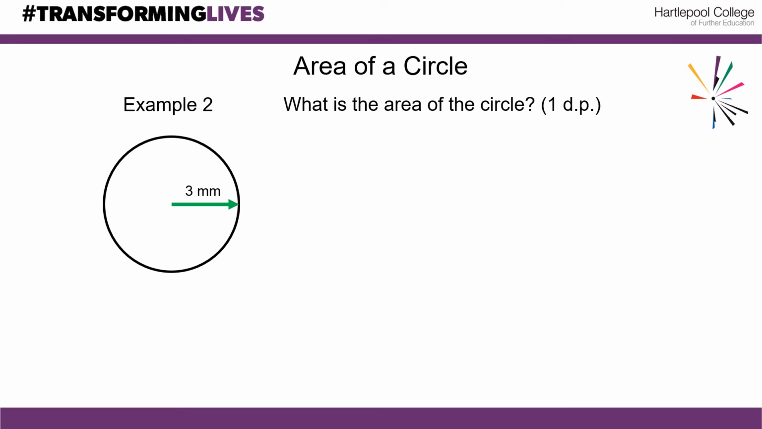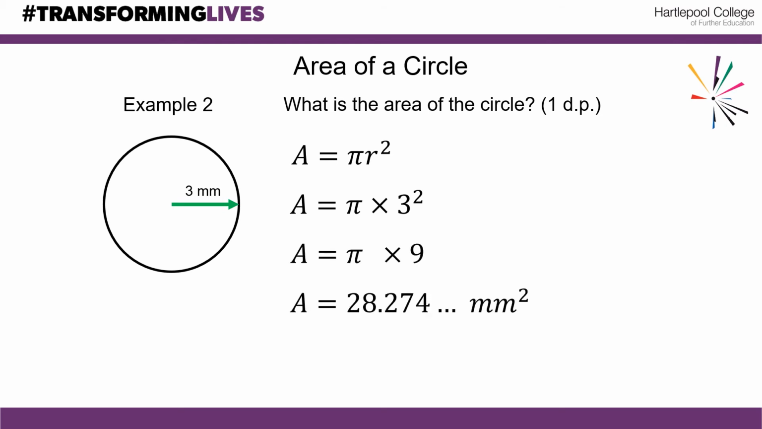Okay, example 2. This time our radius is 3 millimeters. So we start off with our formula, area equals pi times r squared. We replace the r with 3, so pi times 3 squared. I know 3 squared is 9. So really, if we were not using a calculator, that's going to be area 9 pi millimeter squared. Or if we're using the scientific calculator, we will use the calculator to work that out. That's 28.274, whatever it is, millimeter squared.